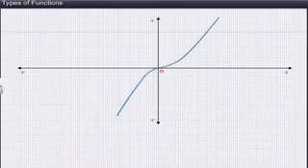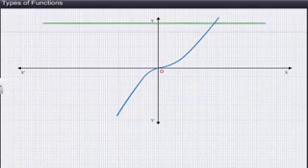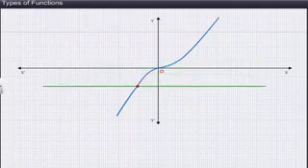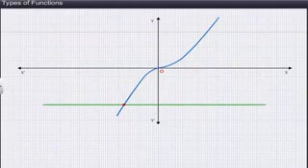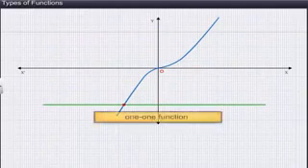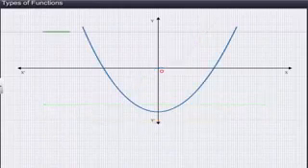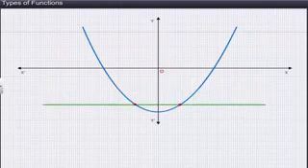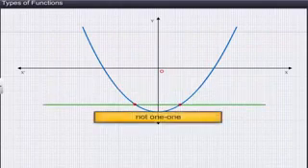In this graph also, the horizontal line is intersecting the graph at only one place. Hence, the function is 1-1. In cases where the line cuts the graph of a function at more than one place, the functions are not 1-1. This diagram shows the graph of a function that is not 1-1.